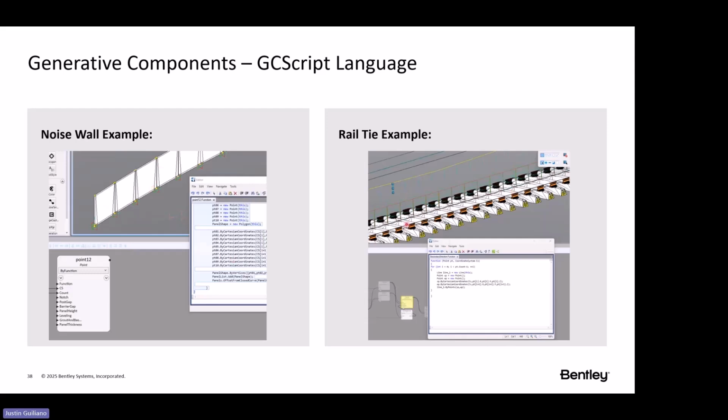The rail ties is another good example of how you can place rail ties relative to cant or super elevation on your rails. I'm not going to get into the specifics of how the script works, but just know that it is possible, and there's some content out on YouTube and the Learn server that goes into more detail on how the actual language is built.